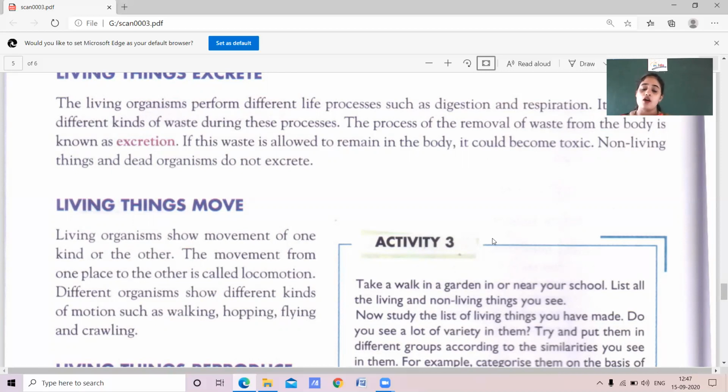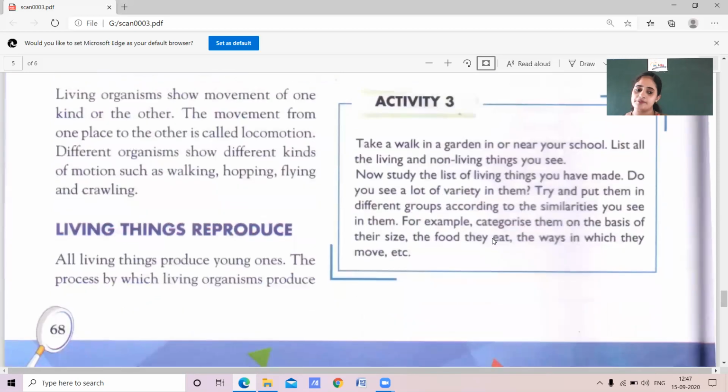Okay. Hopping is also a movement. Flying is also a movement. Crawling is also a movement. So, living organisms, they move. But non-living organisms or dead organisms will not move until and unless any living form makes them move. Is it? Come to the next characteristic.